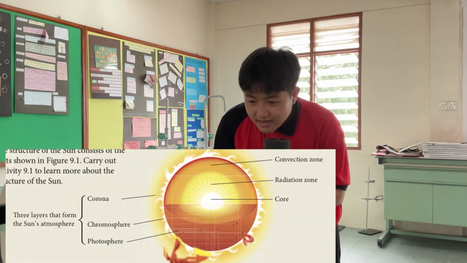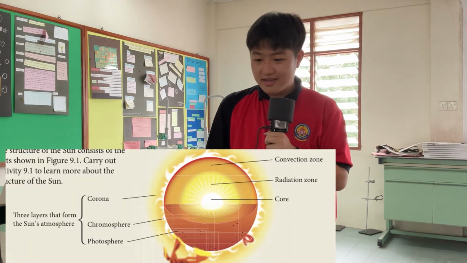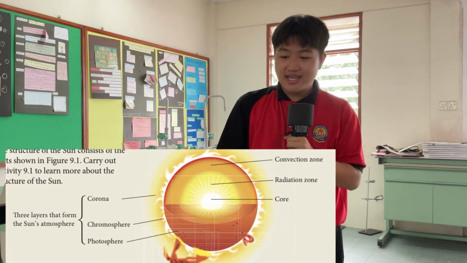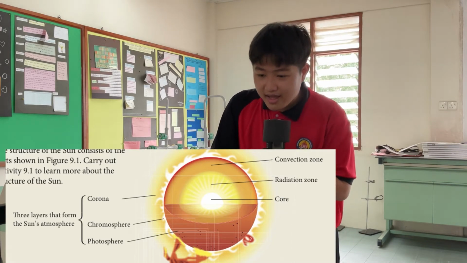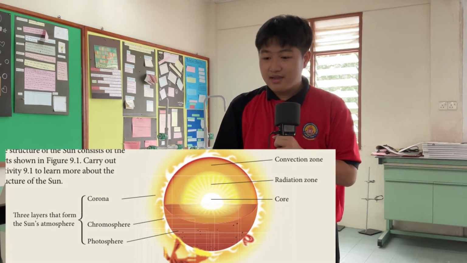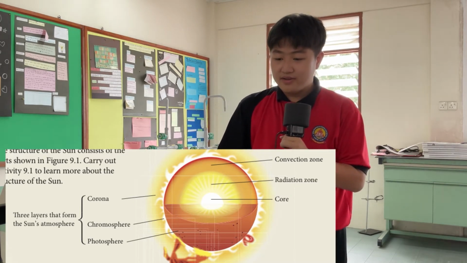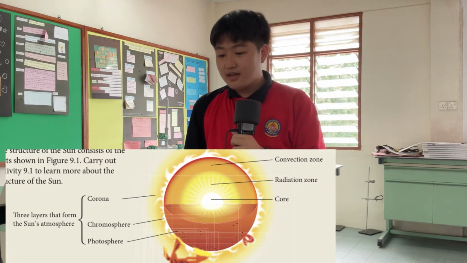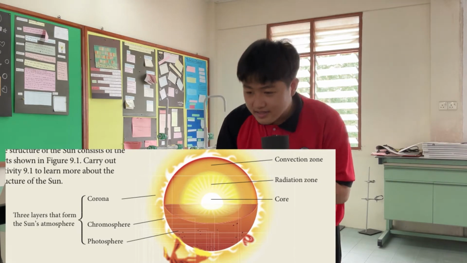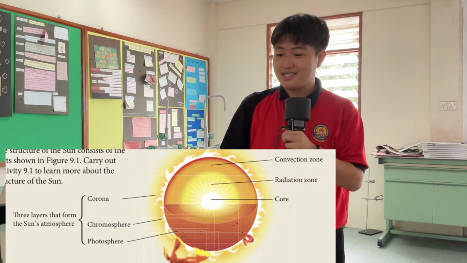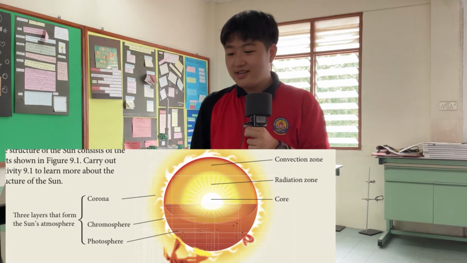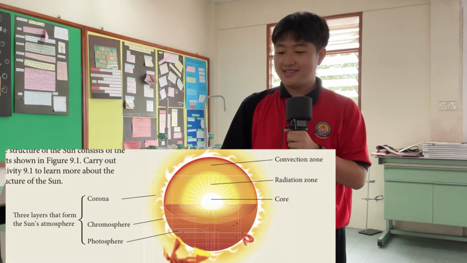Three layers that form the Sun's atmosphere: corona, chromosphere, photosphere. Then the convection zone, radiation zone, and core.